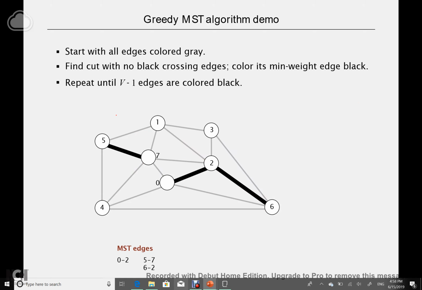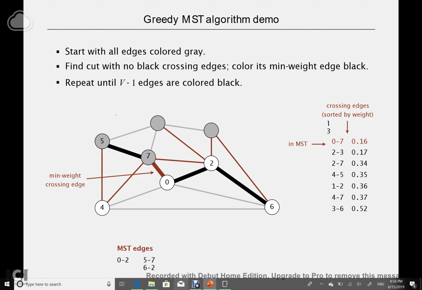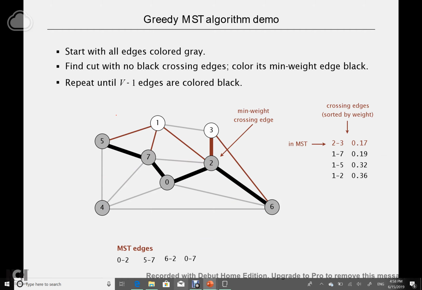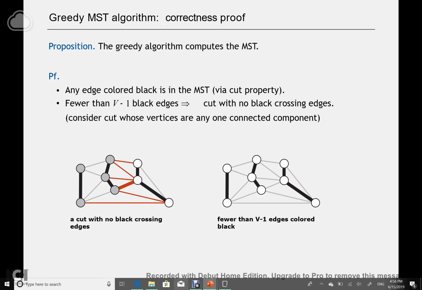So if you say, I would like to randomly pick a node and find the minimum weight cross edge and connect with them, and you repeat this n-1 times until every vertex is connected. In this way, it is just a greedy algorithm, right? You want to find the minimum weight cross edge to connect vertices until all the vertices are connected. Any edge colored black is in the minimum spanning tree. This is the proof that the greedy algorithm computed the minimum spanning tree.